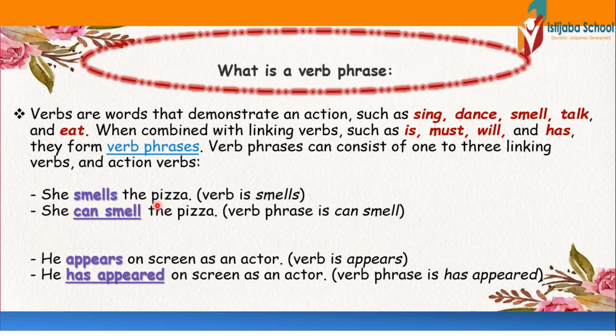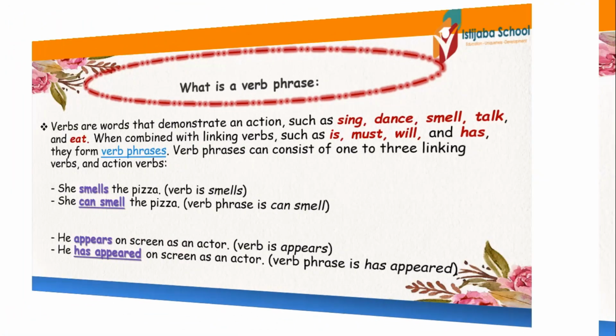Let's check the examples. She smells the pizza. Smells is the verb. She can smell the pizza. If I ask you where is the verb in this sentence, you say can smell. So in here I have the linking verb can with the main verb smell. So I say I have a verb phrase, can smell. The second example, he appears on screen as an actor. Appears is the verb. He has appeared on screen as an actor. Has appeared is the verb, and we call it verb phrase.